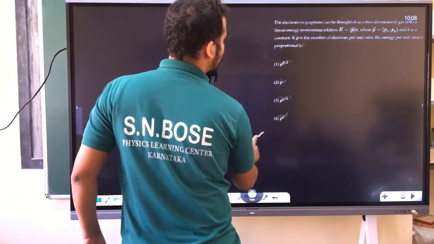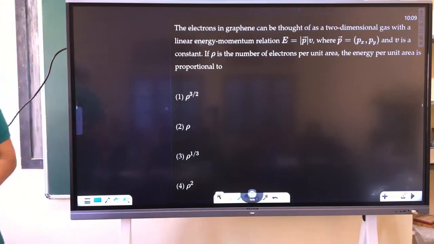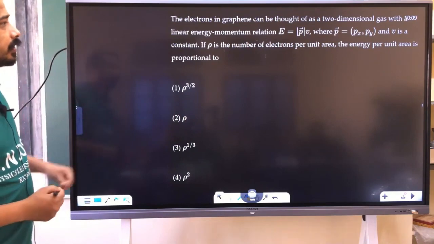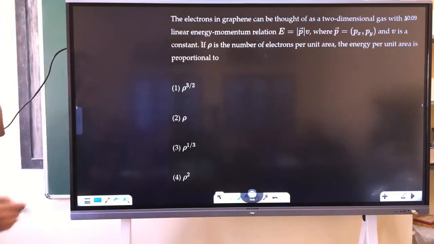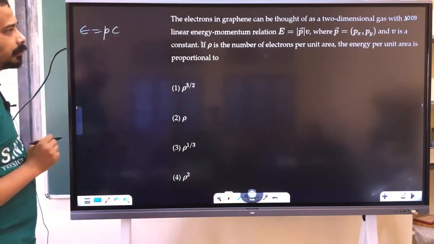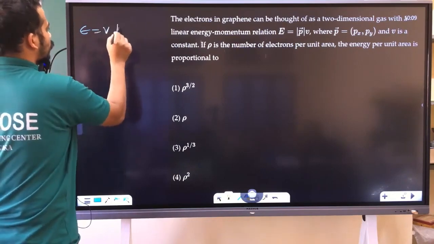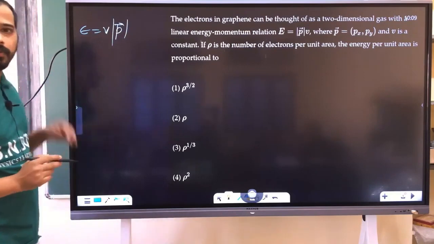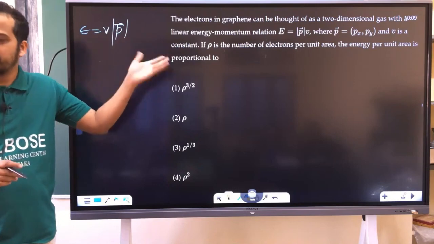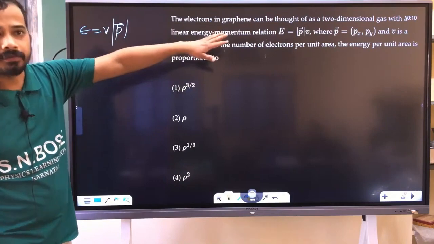So I told you one type of problem. Usually, an electron in graphene can be thought of as a two-dimensional gas, with energy and momentum relation E is equal to P into C. Why? I mean, P into V, isn't it? V into mod of P. Why? It's a relativistic particle. Not completely. Don't take velocity equal to c, then it will become a photon. It's not completely like a photon, but it's a relativistic particle in graphene. Am I right? I told you.